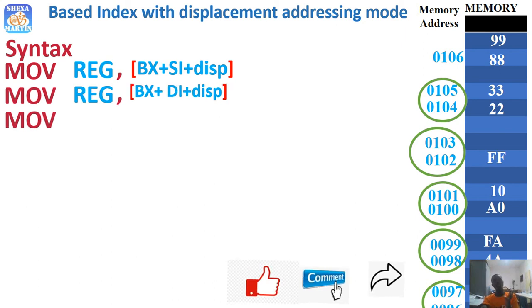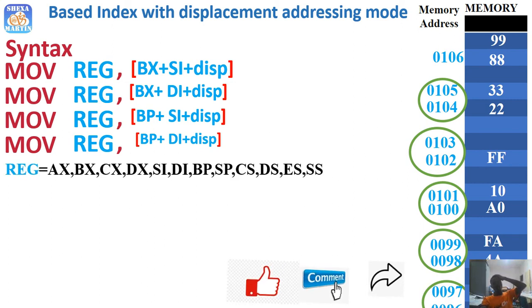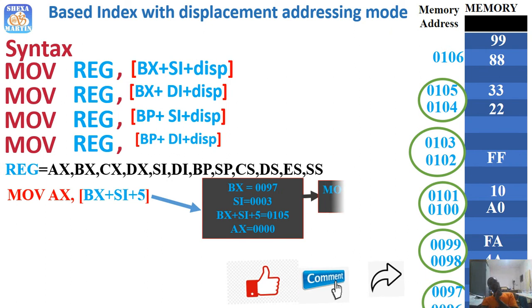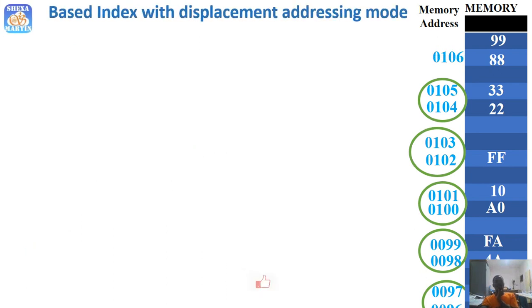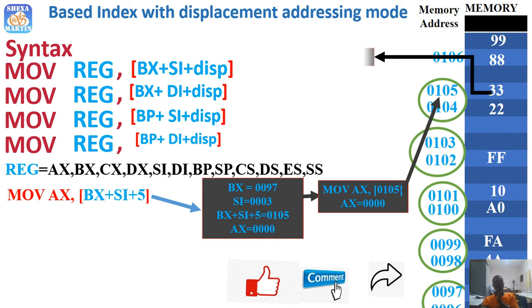So for based indexed, it means we are having at least two registers, base and index register. And then you add displacement. So displacement can be within the square brackets or outside the square brackets. So that's how it goes. Here is an illustration. The value that is in SI plus the value in BX plus 5, we get that, and our instruction changes to that, and then we go to that address, and then we get the value into AX. Right, so that's it for based indexed addressing mode with displacement.